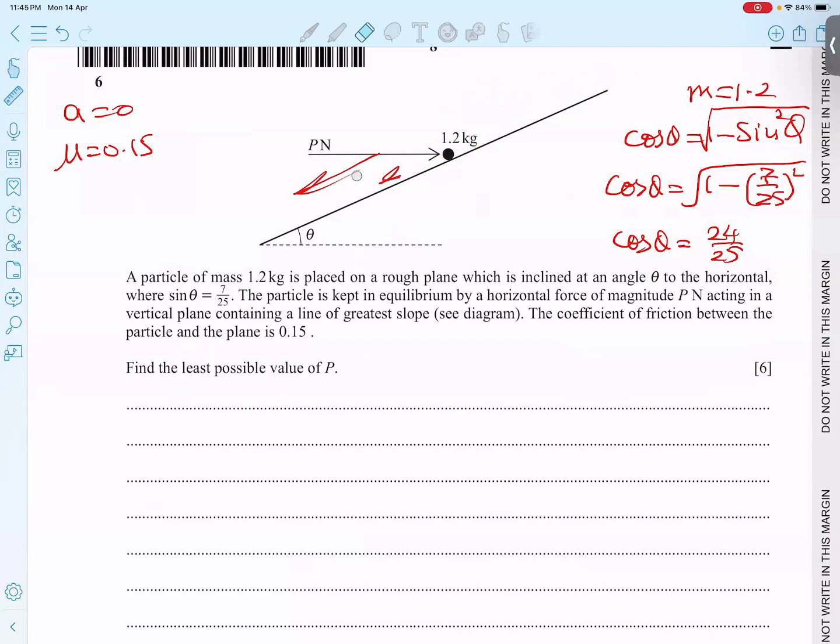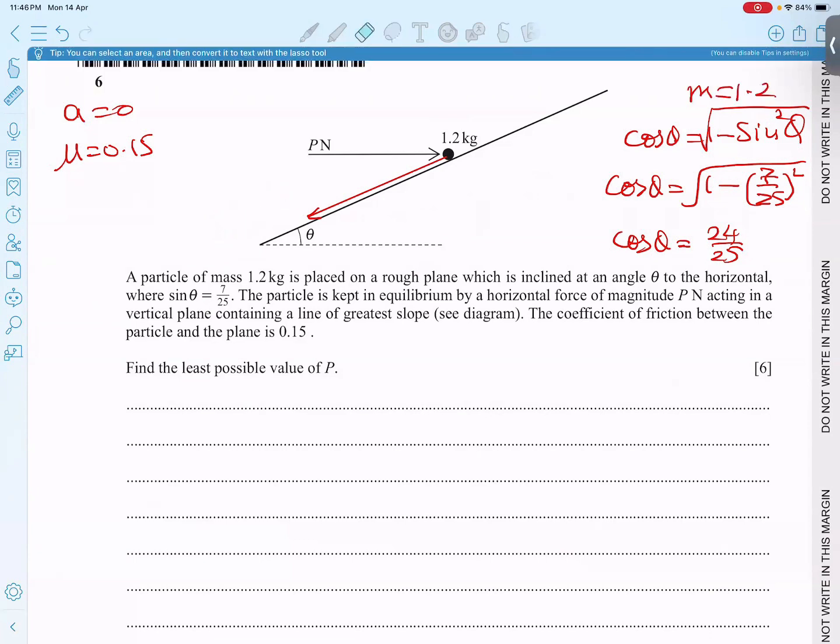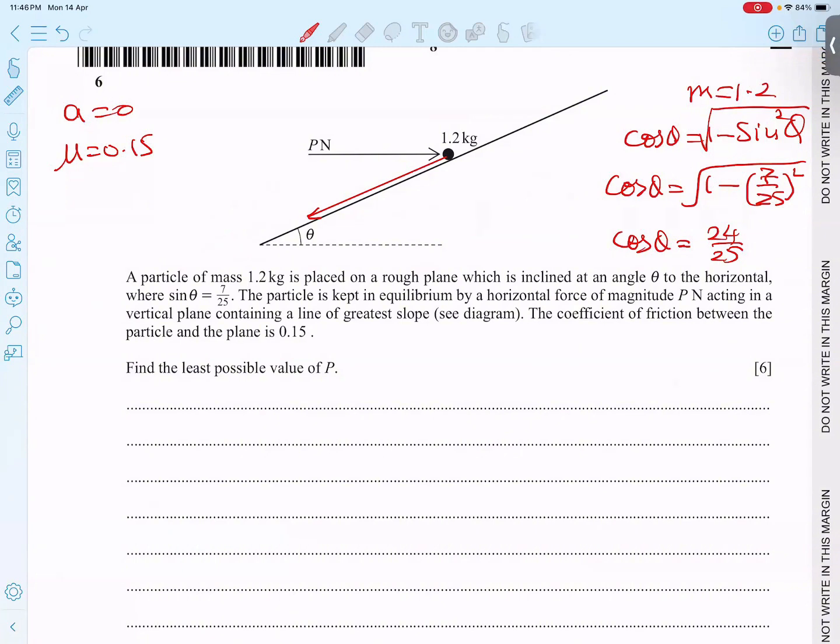So the diagram, I'm going to finalize it, but before I start, first of all, this mass is multiplied by 10. If I multiply by 10, I get 10 into 1.2. And what is this formula? Actually, mg sine theta, basic formula. So 1.2 into 10 into sine theta, which is 7 over 25. I'm going to write it here: 1.2 into 10 into 7 over 25. This is mg sine theta.